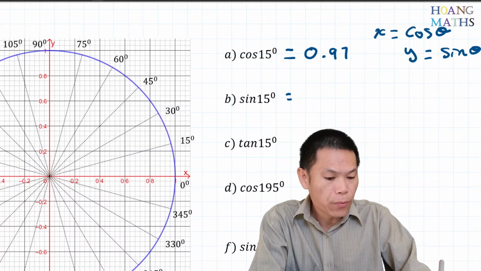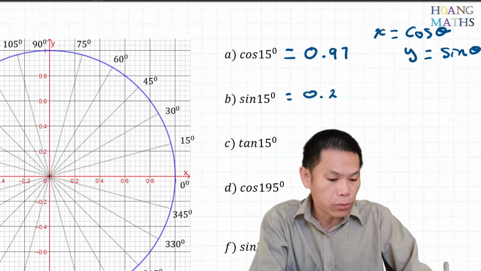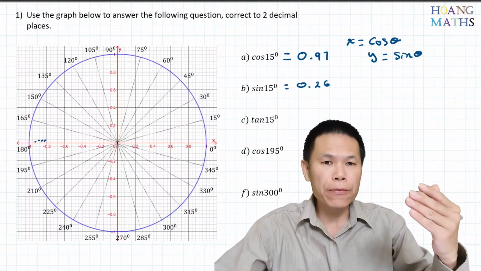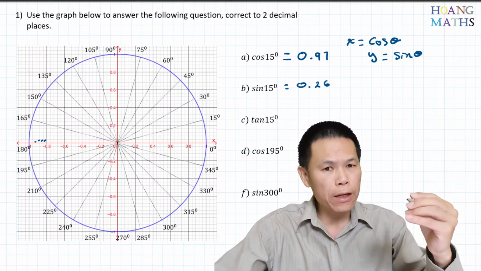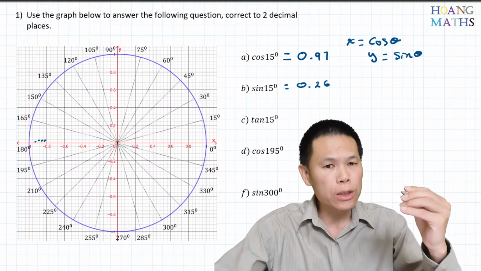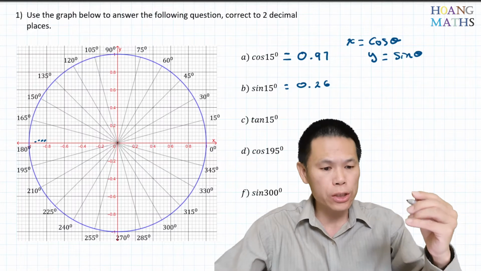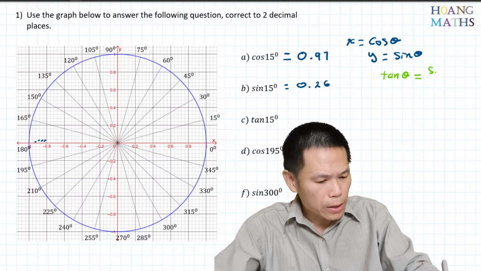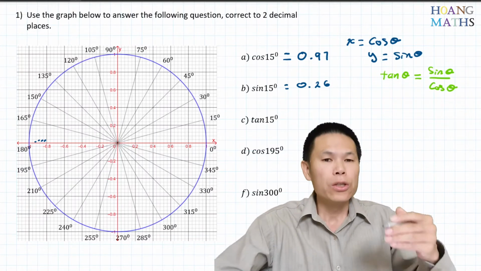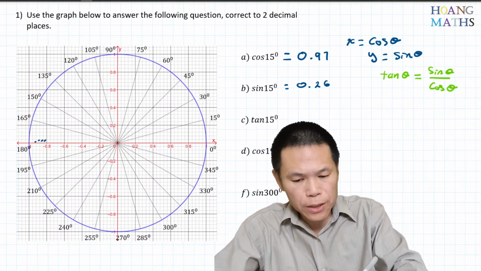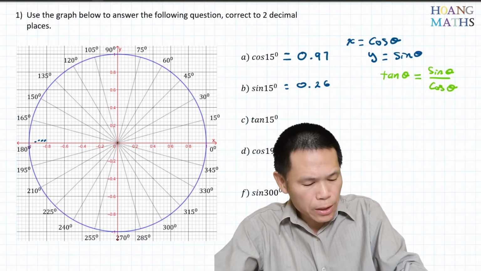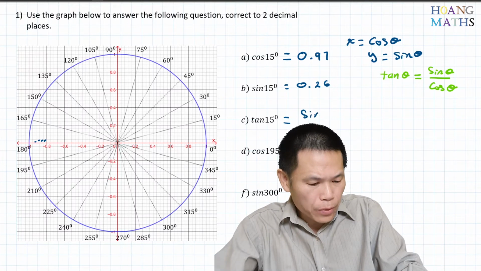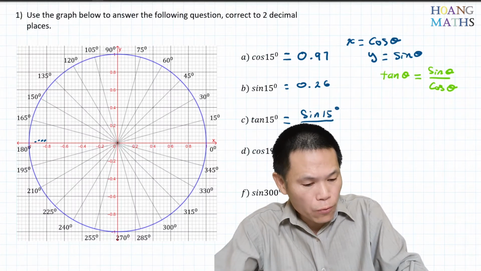So which is equal to 0.26. Now tan of 15 degrees. So we know that tan of theta is equal to sine theta over cos theta. So therefore, tan of 15 is equal to sine of 15 degrees over cos of 15 degrees.